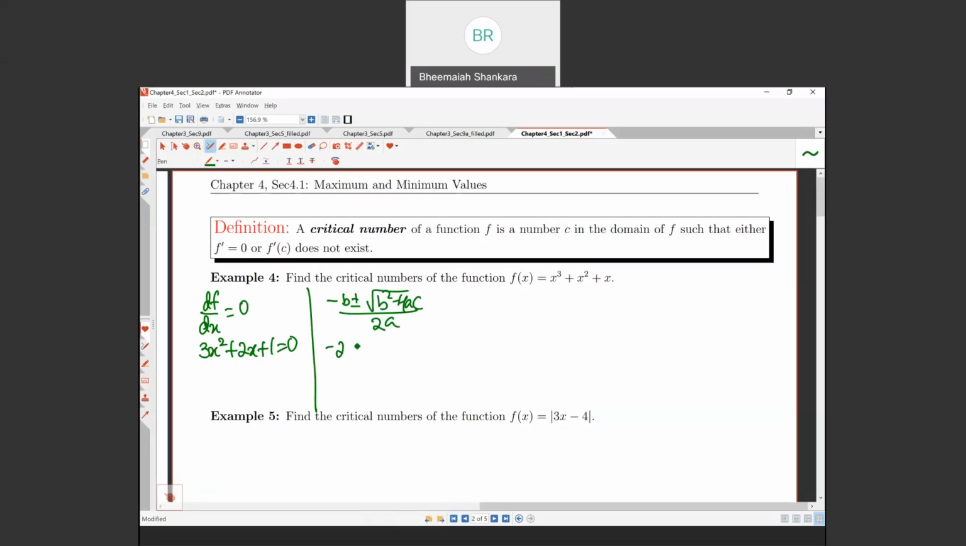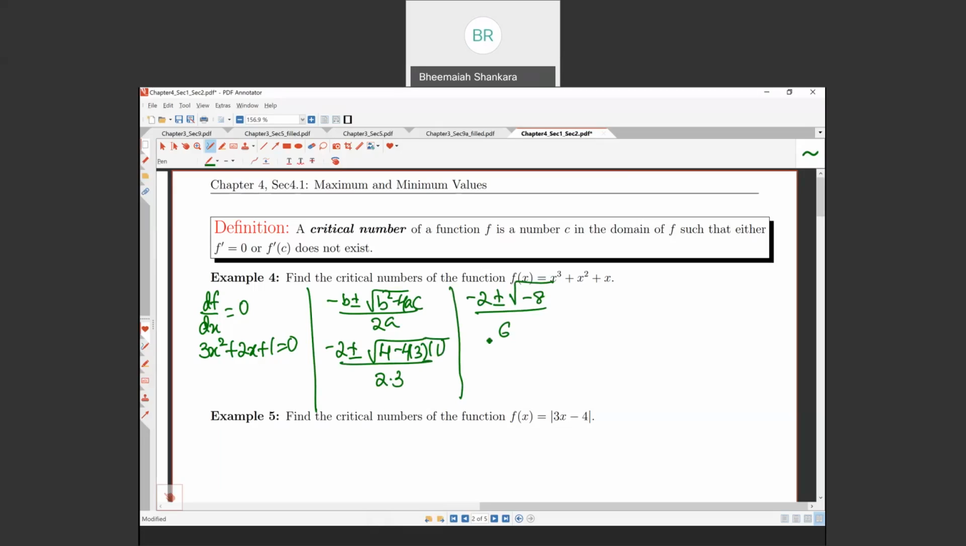So it's negative 2 plus or minus the square root of b squared, which is 4, minus 4ac, which is 4 times 3 times 1, divided by 2a, which is 2 times 3. Simplify further, you have negative 2 plus or minus the square root of negative 8, divided by 2 times 3, which is 6.